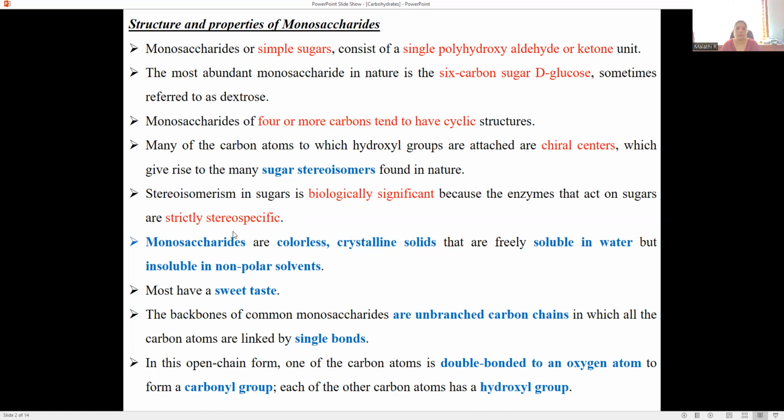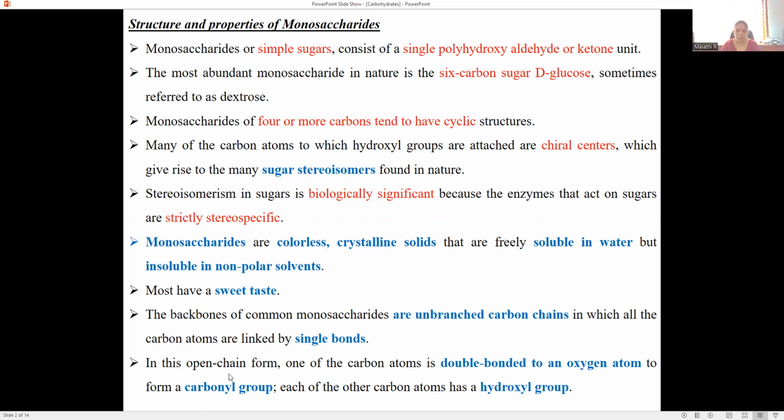Generally, monosaccharides are colorless, crystalline solids, and they are freely soluble in water. They do not interact with nonpolar solvents, so they cannot be dissolved in nonpolar solvents. Of course, they are sweet in taste. These are unbranched carbohydrates. Since it is only a monosaccharide, only one sugar is present, and you don't have any branches. You will have only single bonds, and there is no double bond structure in the case of monosaccharides.